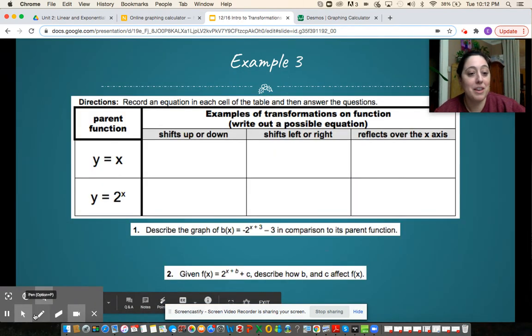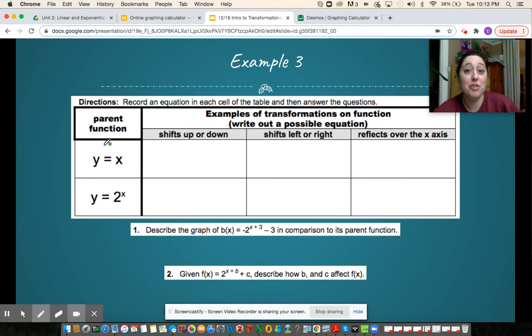Okay, so here we go. Here is my parent function. So think, what type of function is this? You should know just by looking at it by now. All right, I hope you said linear.